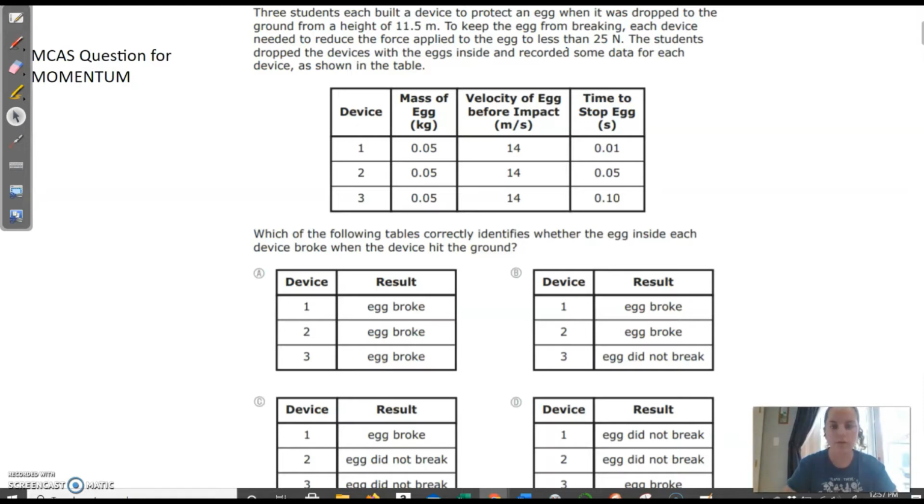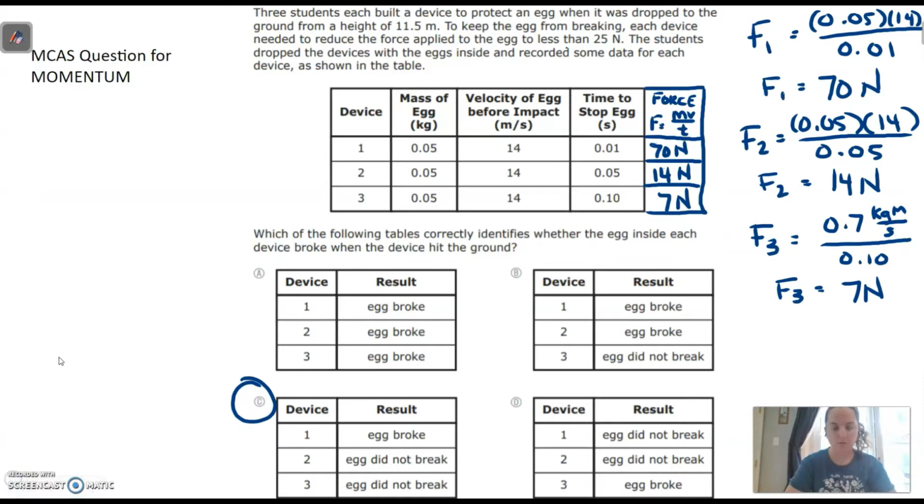So which of the following tables correctly identifies whether the egg inside each device broke when the device hit the ground? The way you need to solve this one is by using the change in momentum is equal to your impulse. So m times v is equal to your force times time.